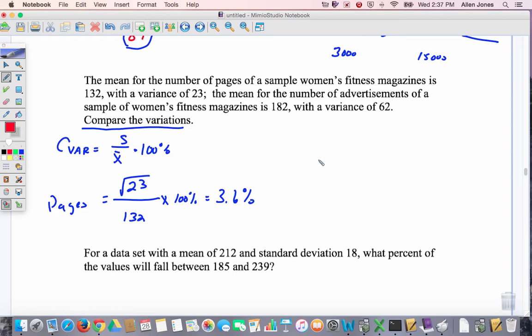I'm going to repeat the process for the number of advertisements. Notice the variance there is 62, so my coefficient of variation for the advertisements is the square root of 62, which gives the standard deviation, divided by 182, and multiplied by 100 to make it a percent. In this case, we get 4.33%. You can see these are a lot more closely grouped, 3.6 and 4.3, but 4.3 is larger than 3.6, so there's more variation in the number of advertisements than in the number of pages.